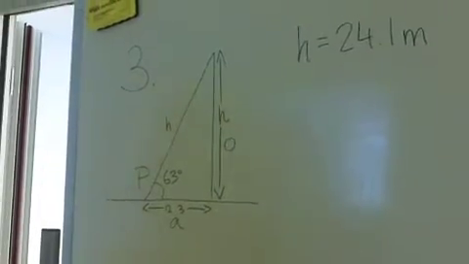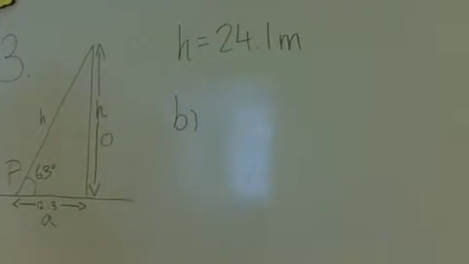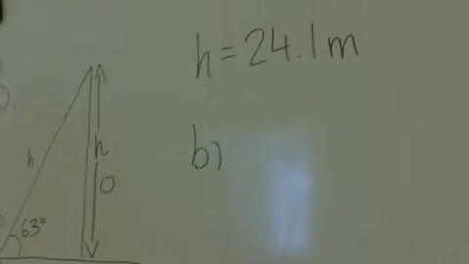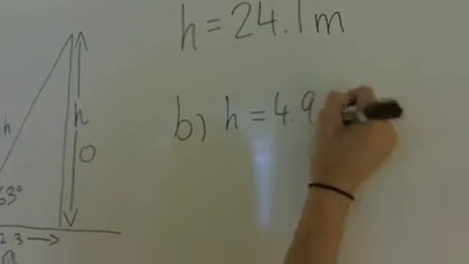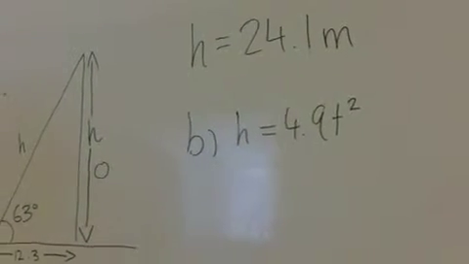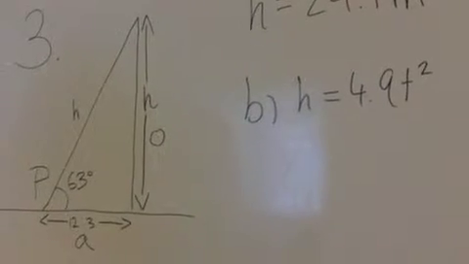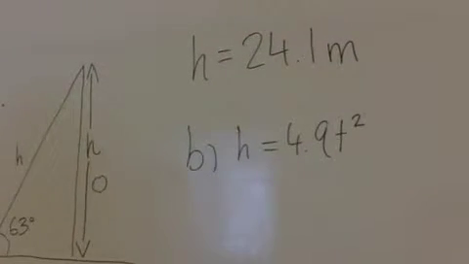Okay, so then part B states: consider the formula h equals 4.9t squared, where h is the height of the building and t is the time in seconds to fall to the ground from the top of the building. Calculate how long it would take for a stone to fall from the top of the building to the ground.